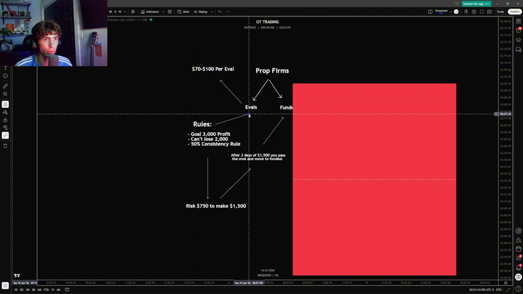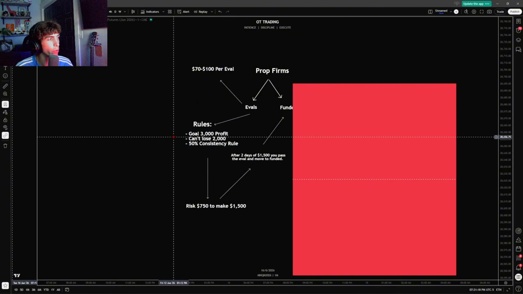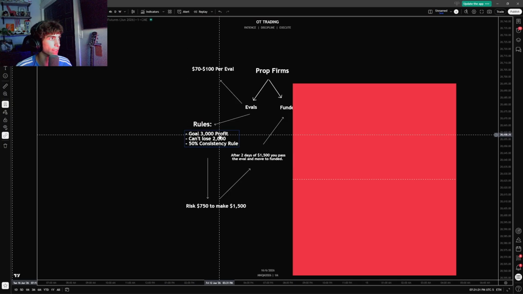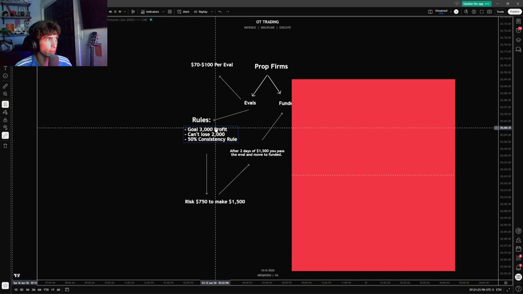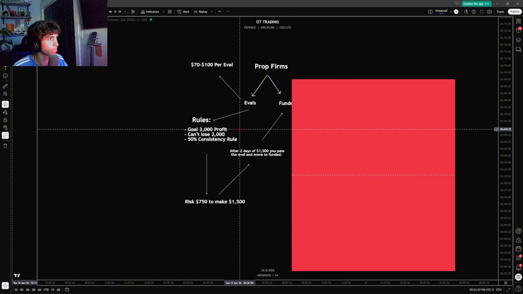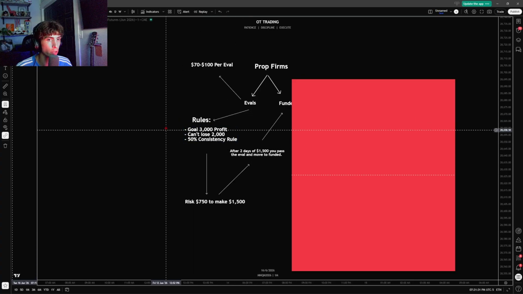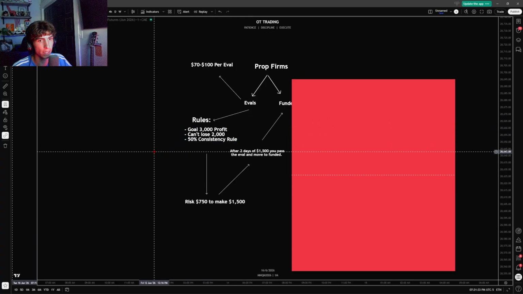The rules for these evaluations are: you have to make $3,000 to pass the account before you lose $2,000. If you lose $2,000, your account is blown and you're going to have to buy a new evaluation. There's also a 50% consistency rule. This tends to get a lot of traders, at least beginner traders, because they shoot for the $3,000 profit goal and they don't know there's a 50% consistency rule.